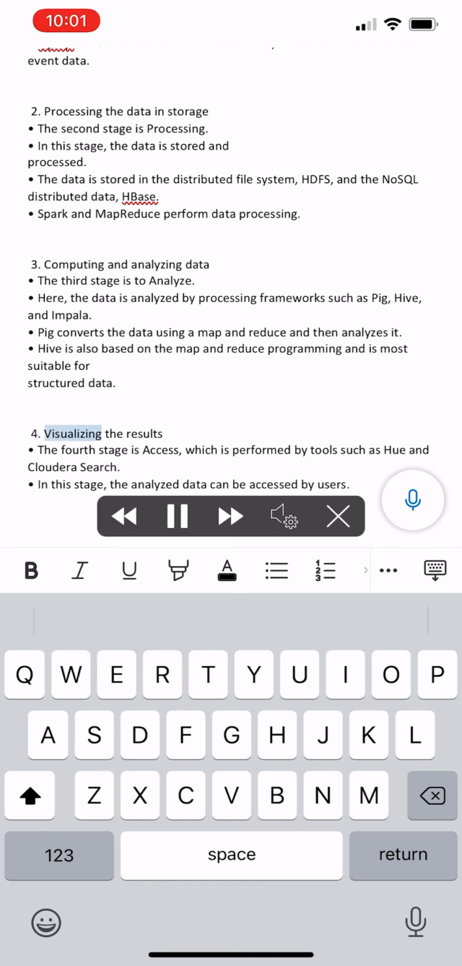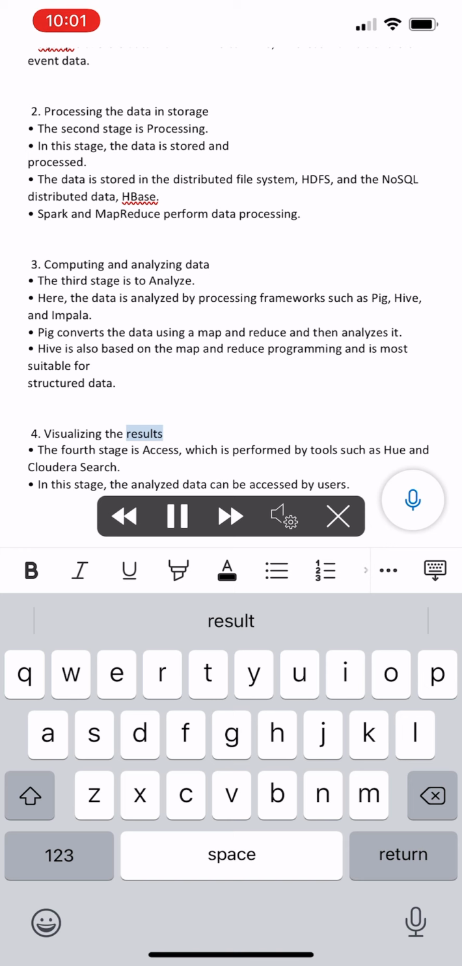4. Visualizing the results. The fourth stage is access, which is performed by tools such as Hue and Cloudera Search. In this stage, the analyzed data can be accessed by users.